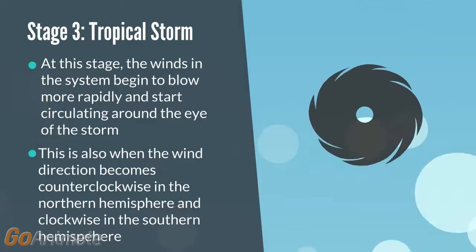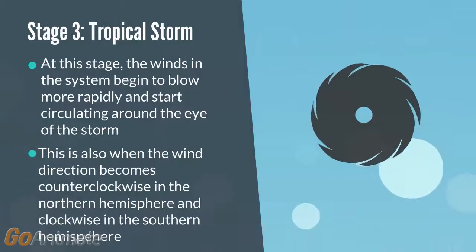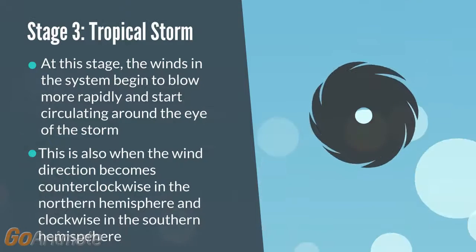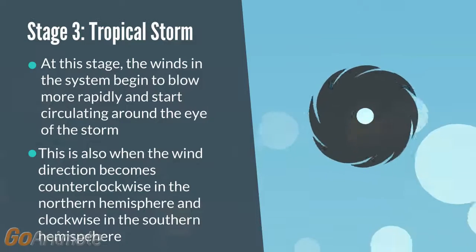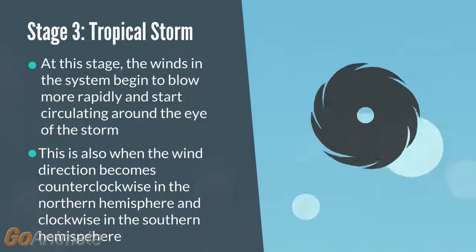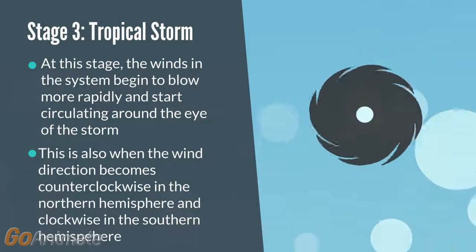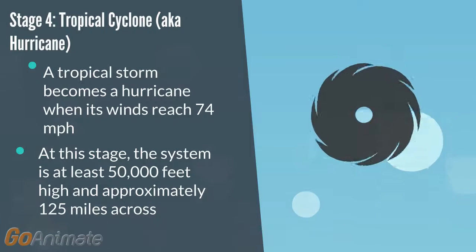Stage 3. Tropical storm. At this stage, the winds in the system begin to blow more rapidly and start circulating around the eye of the storm. This is also when the wind direction becomes counterclockwise in the northern hemisphere and clockwise in the southern hemisphere.